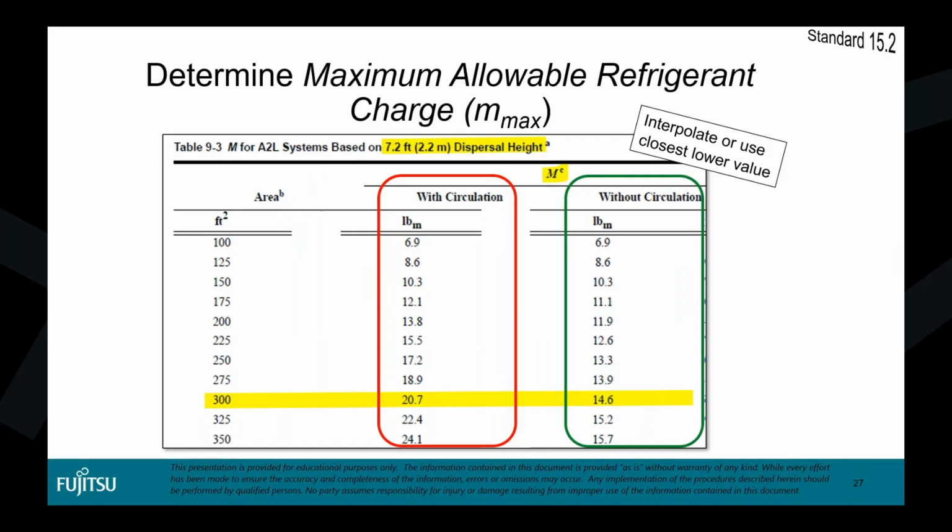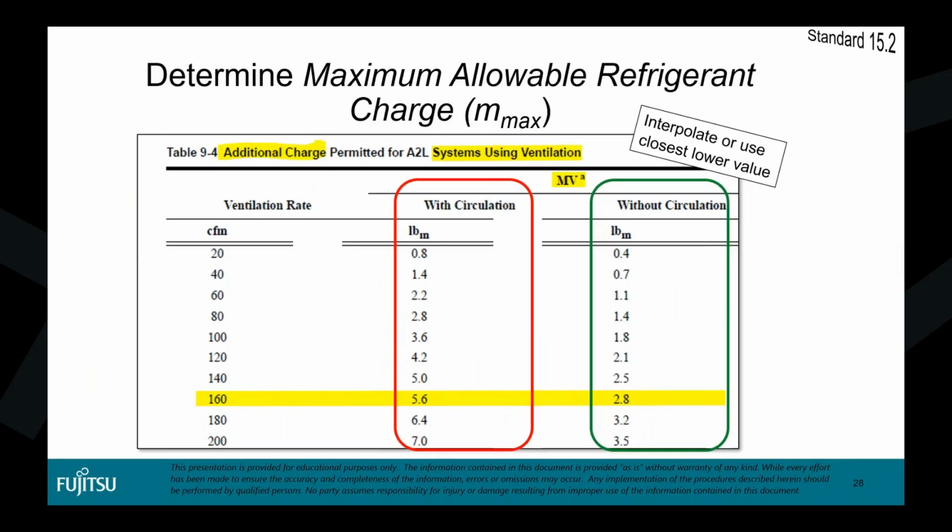And this is for 7.2 feet dispersal height. If you have other heights or other areas, you just interpolate or use the closest lower value. So this is for kind of an average room. So that was the factor M in the previous formula.